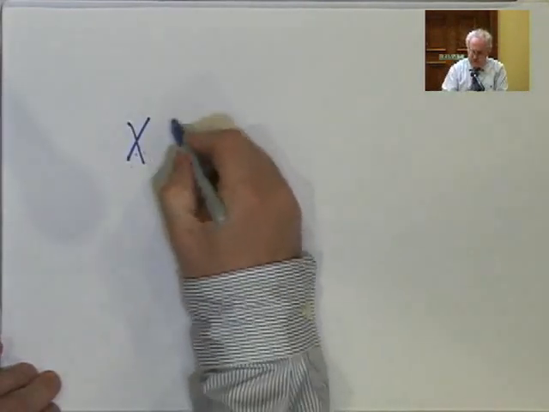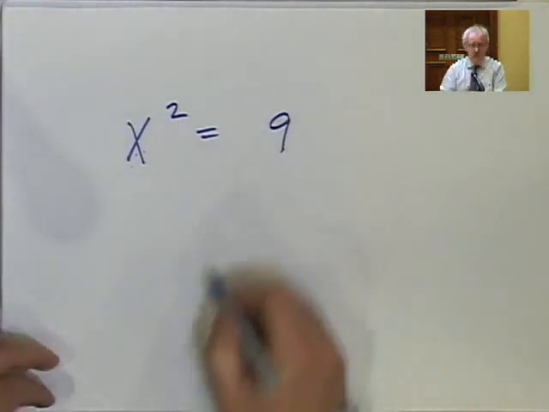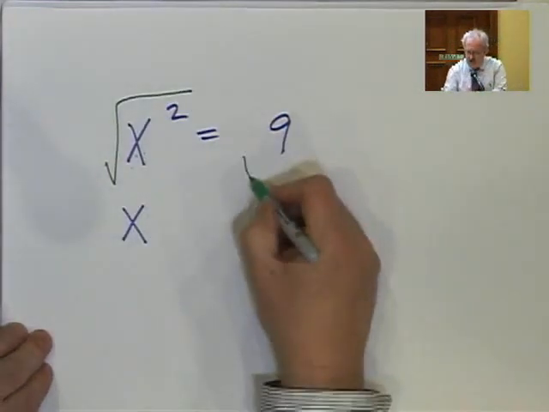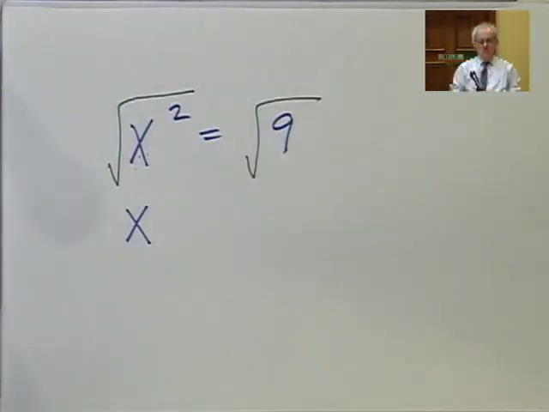Then, towards the end of primary, you were doing things like squares. So you had a thing like x squared. x squared was 9. What's x? Now, what's the pairing of squared? What's the opposite of squared? Square root. So if I took the square root of this, I could take the square root of that.